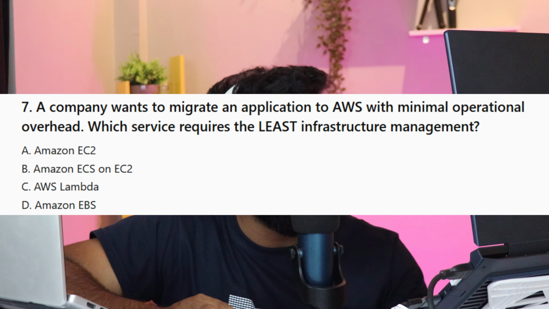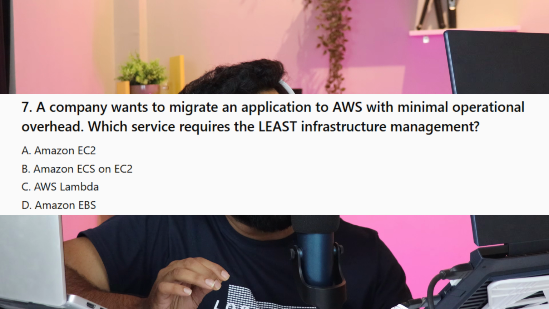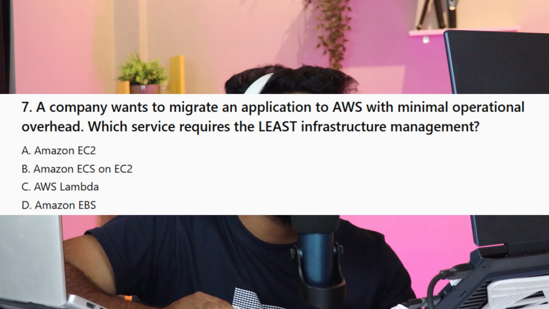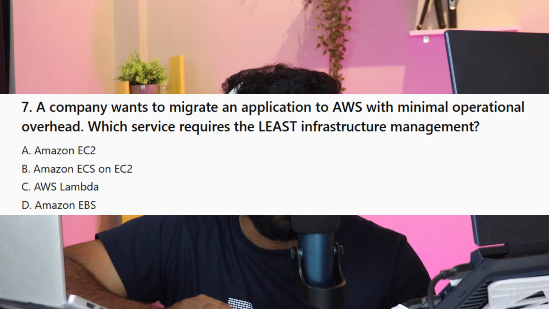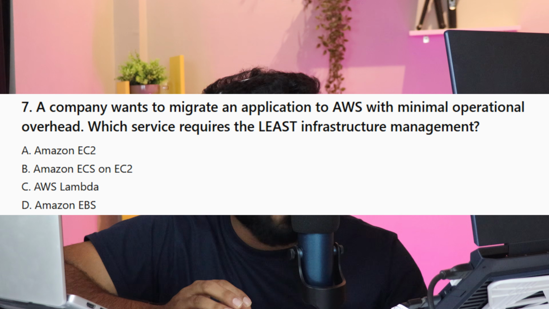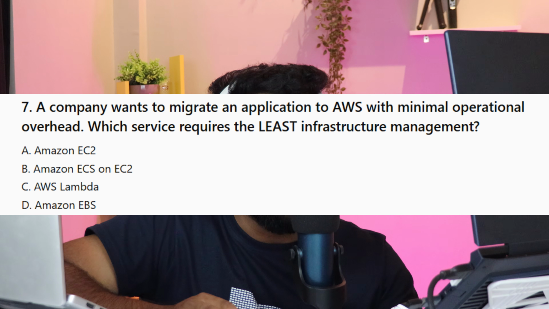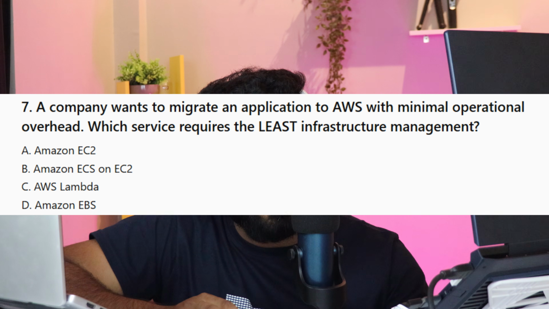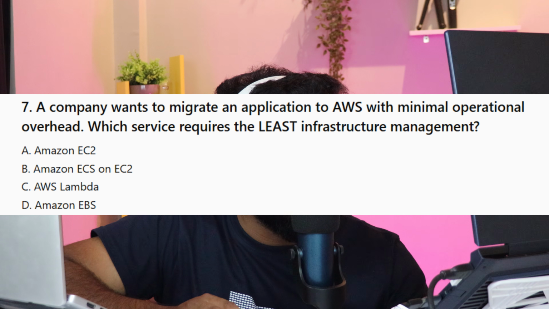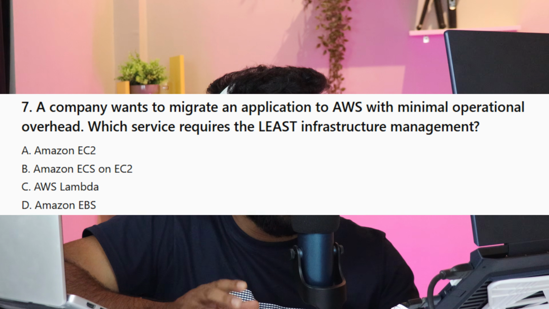Let's go for question number seven. A company wants to migrate an application to AWS with minimal operational overhead. Which service requires the least infrastructure management? Now we're talking about migration. Amazon EC2, Amazon ECS on EC2, AWS Lambda, Amazon EBS. Just focus on what your question is asking, then go for the answer. A company wants to migrate an application to AWS with minimal operational overhead.